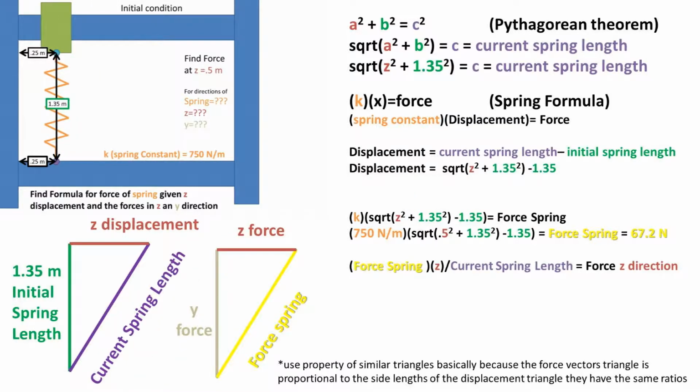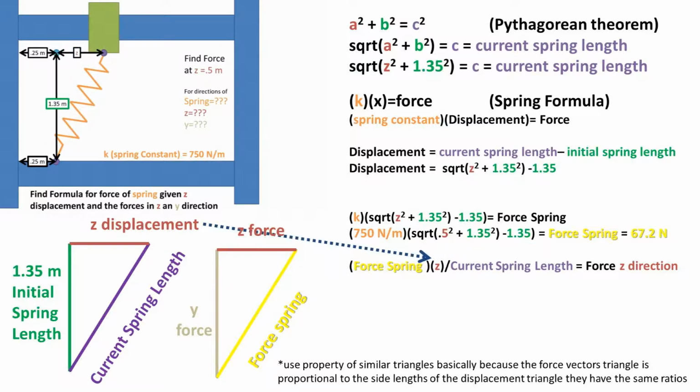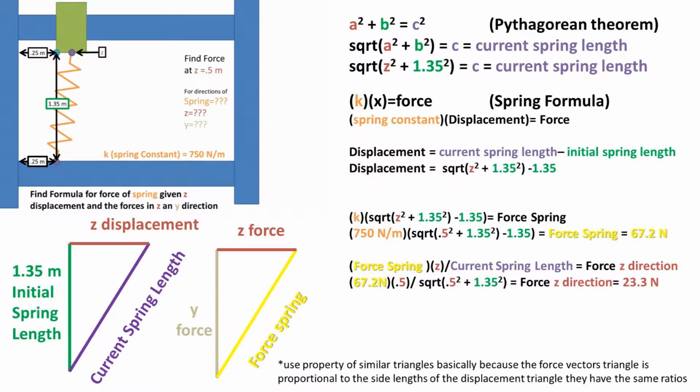Now to find the force in the z direction, we can use the property of similar triangles, basically because the force vectors triangle is proportional to the side lengths of the displacement triangle. They have the same ratios, also they have the same angles. To find the force in the z direction, we take the force of the spring times the ratio of the z displacement, which is 0.5, over the current spring length. Plugging our values in, we get 23.3 newtons for the force in the z direction.